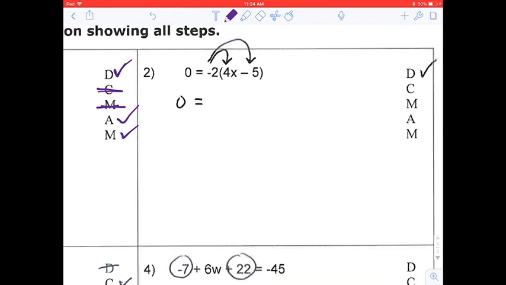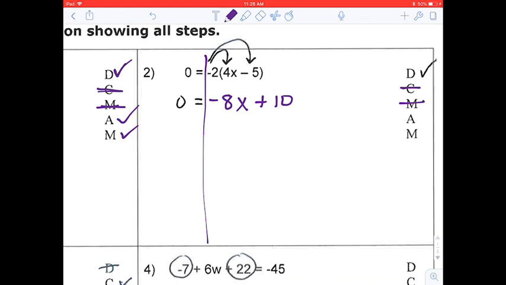Question 2 is started for us, but not finished, so we do need to do this problem ourselves. They did the distribution, or they showed the distribution, they didn't finish it. So we're going to multiply -2 times 4x, which is -8x, and -2 times -5, which is +10. We do not need to combine any like terms, because if I draw my line through the middle, I see that the like terms are on different sides, so I'm not going to combine them. There's only one x, only one variable, so I do not need to move it.